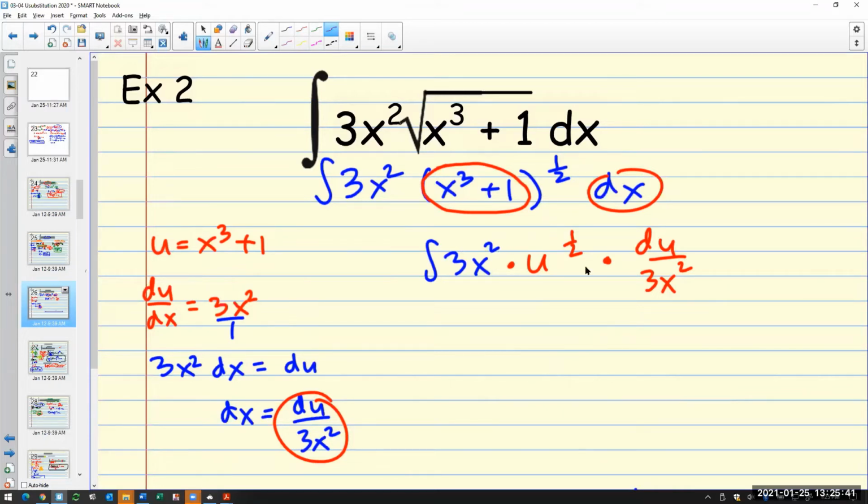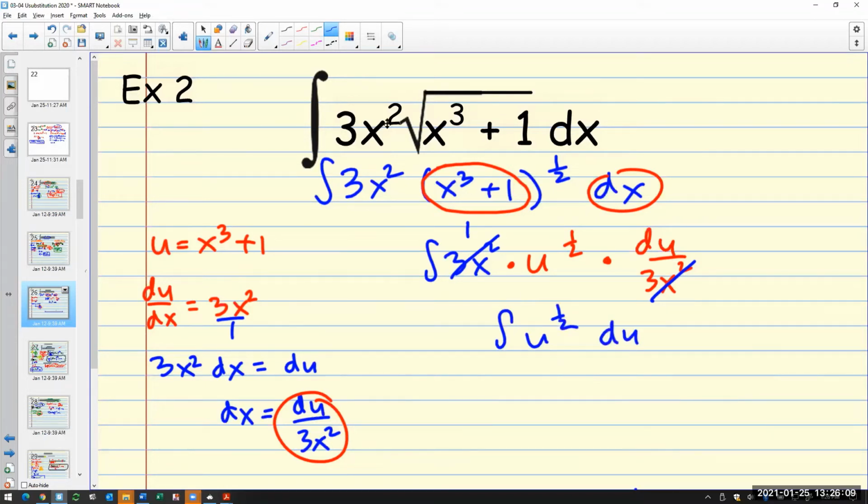Because x squared divided by x squared is 1. Now the 3's actually cancel out too. Now again, they didn't have to cancel out, but it's nice that they did. I really just needed to get rid of the x's. If this had been 3 and this had been 2, it would have been a scalar that was 3 halves, and I would have just pulled out the 3 halves. So numbers don't matter, but the x's do matter. Okay, so let me rewrite this. This is the integral of u to the 1/2 du.